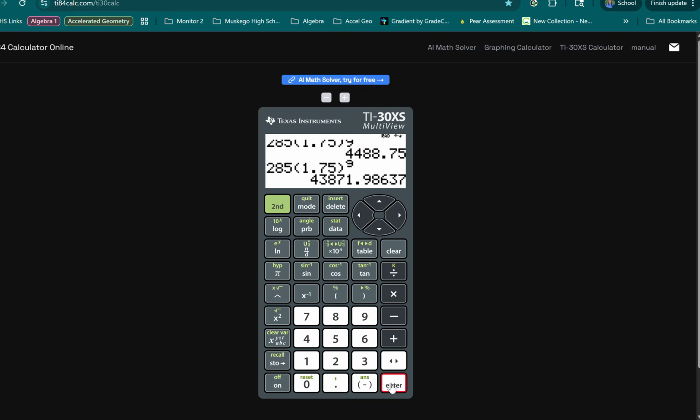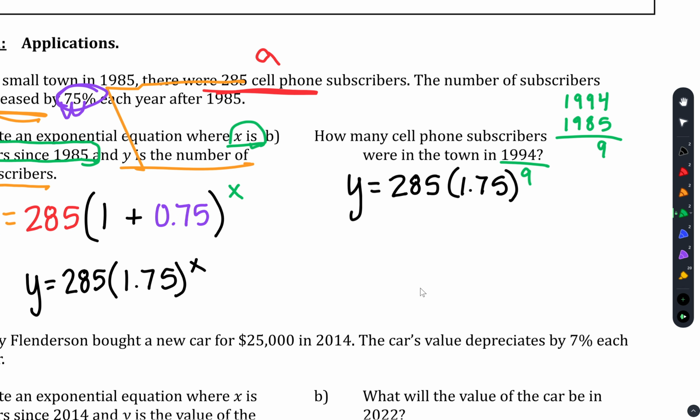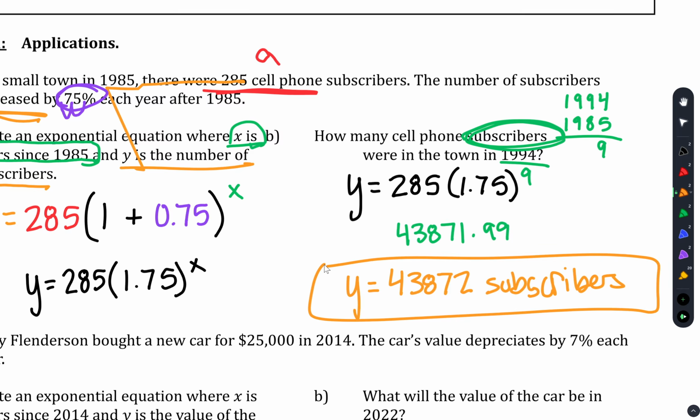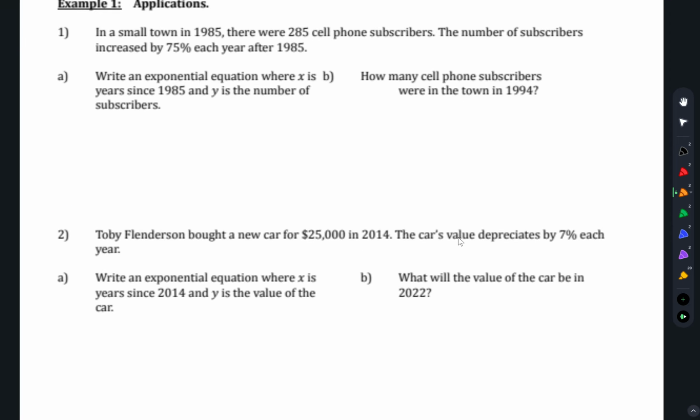43,871.986. I'm going to figure out what I need to round to when I look at my problem. It says how many cell phone subscribers, so we're talking about people. So if I get a value that's about 43,871.99, I want to make sure that I'm rounding up to the nearest whole number subscriber. So y equals 43,872 subscribers. We're going to include that unit in our answer. Perfect. Let's do another one.